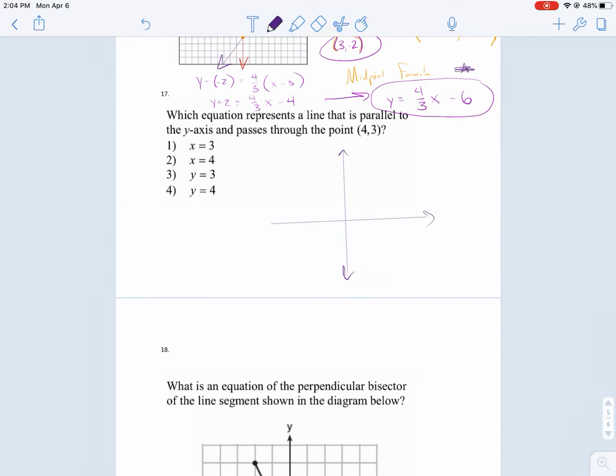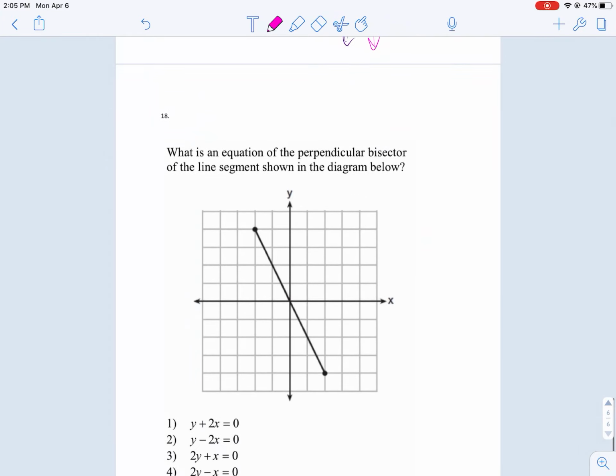Okay, 2 more problems. Write an equation that represents a line that's parallel to the y-axis and passes through that point. Okay? So let me draw that point on here. So 1, 2, 3, 4. 1, 2, 3. There's our point 4, 3. And we want to be parallel to the y-axis. Okay? Which means we want a nice vertical line, which means we want an x equals problem. So if I want it to go through this point right here, it's going to have to be x is equal to, and what's my x value on that point? It would be 4. So our answer is x equals 4. Okay, so we're parallel to the y-axis, and we are passing through that point 4, 3.